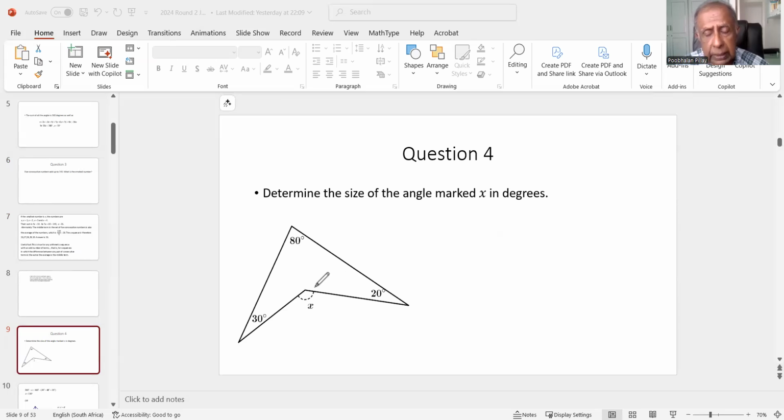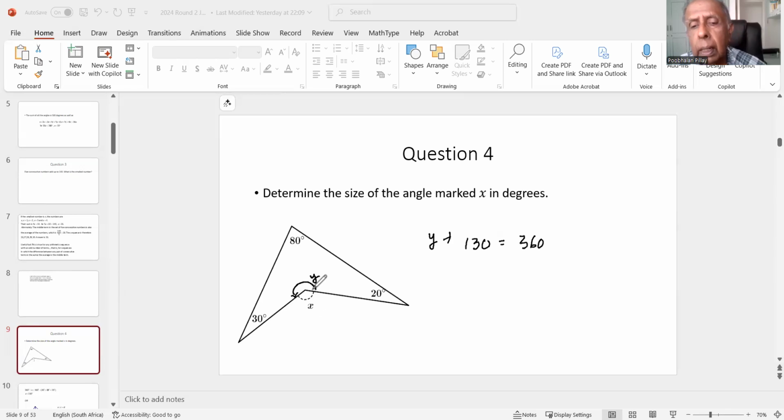But the fact is, in any quadrilateral, the sum of the internal angles is 360 degrees. So let's call that angle y, plus the other three angles, which is 80 plus 20 is 100, plus 130 degrees, is 360.